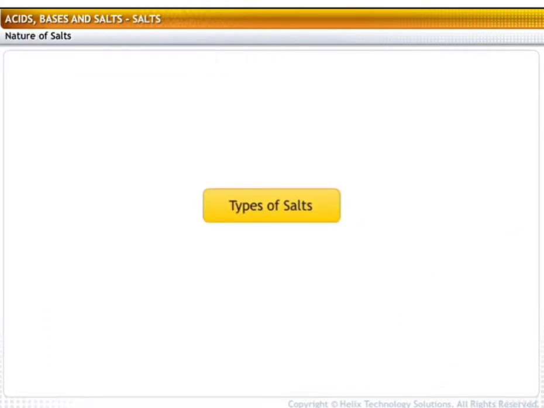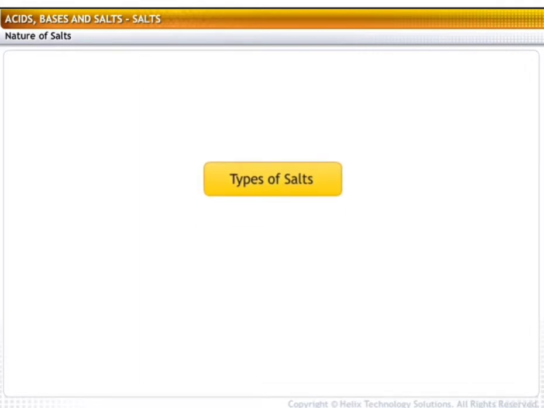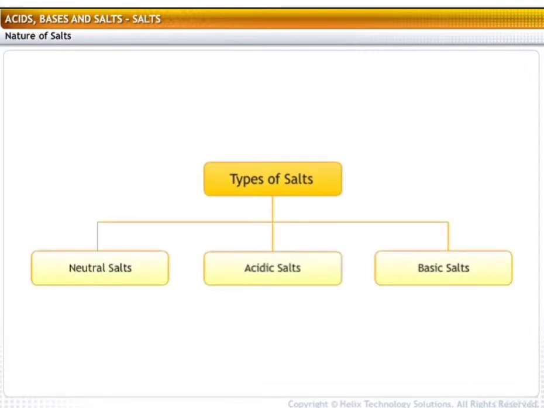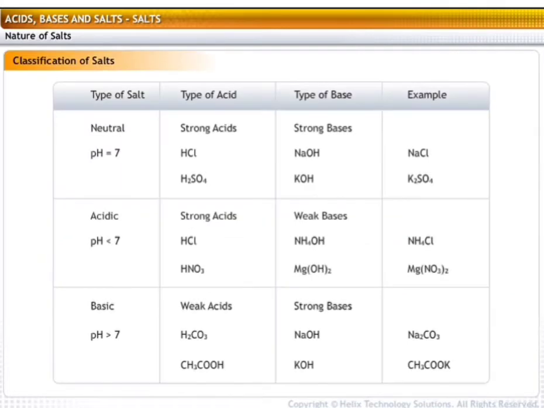Based on the strength of the reacting acid and the base, salts can be classified into three types. Salts formed from strong acids and strong bases are called neutral salts. They have a pH value of 7. Consider salts such as sodium chloride and potassium sulfate, formed from strong acids like hydrochloric acid and sulfuric acid with strong bases like sodium hydroxide and potassium hydroxide.